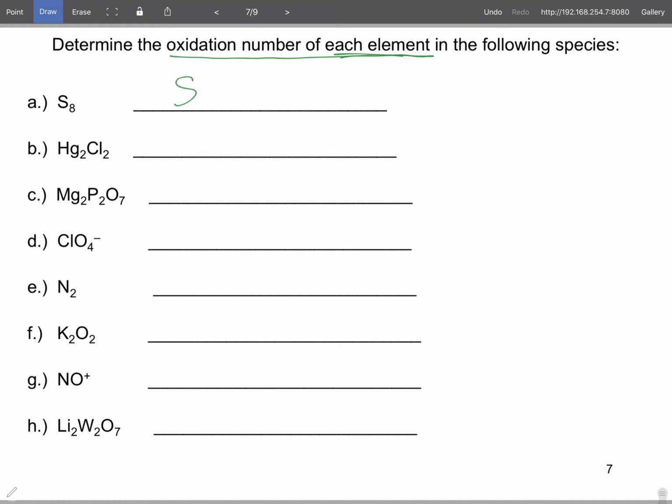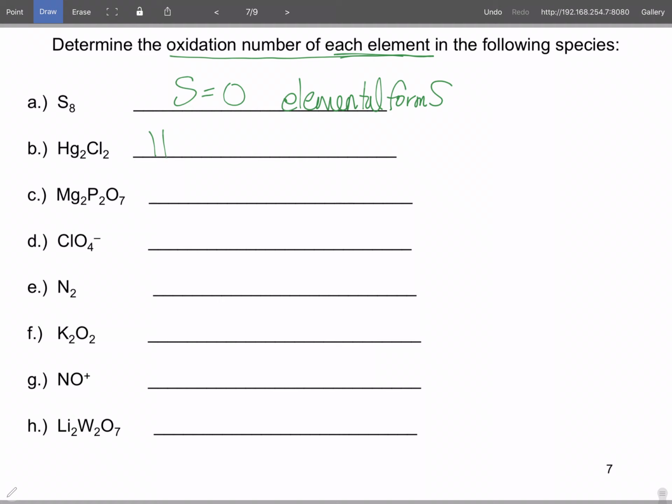So here I've only got sulfur, S8. The oxidation number is 0, because remember, this is the elemental form of sulfur. So remember, every species in its elemental form is 0.